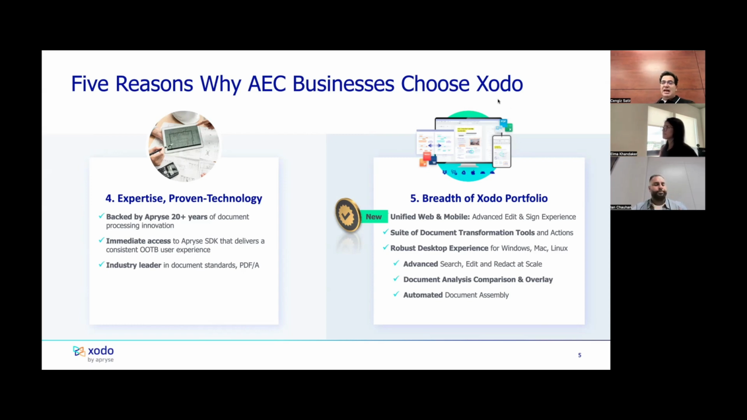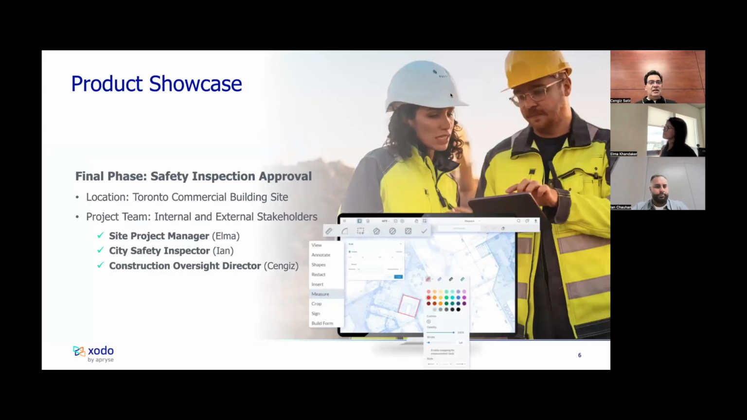But what we're going to do now is head over and talk a little bit about what this showcase is going to walk you through. So again, this is the final phase of our safety inspection approval. We have some folks on site, some folks off site. This is in a Toronto commercial building site, with internal and external stakeholders and different project team members involved.